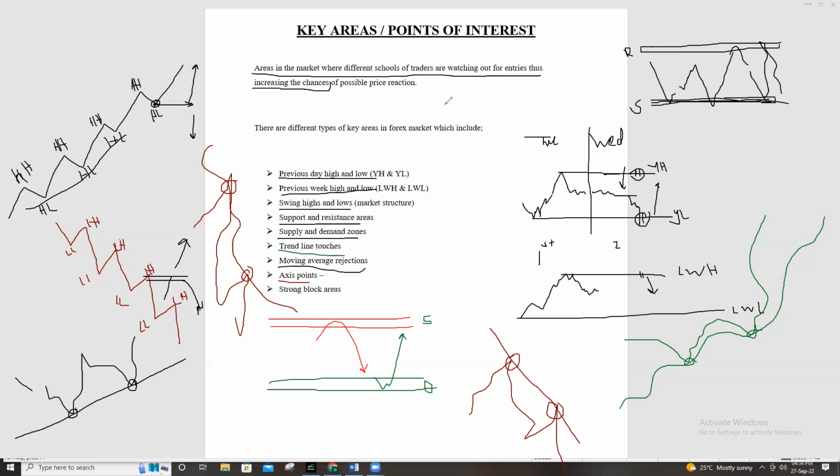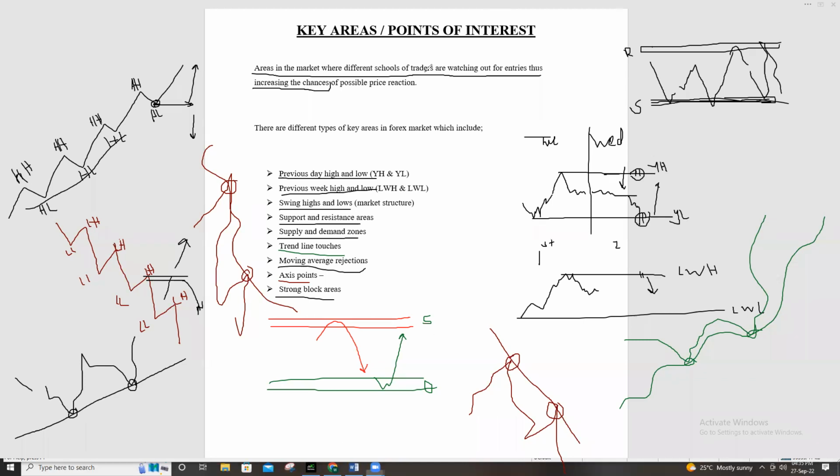And the last and not least, we'll be talking about the strong block areas. Now, if you've watched the block series, that is the video where I told you what blocks are, which blocks work, and how to use blocks for entry. It has a part 1, part 2, and part 3. I'm going to show that in the video.